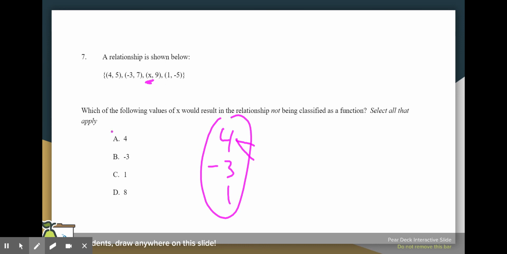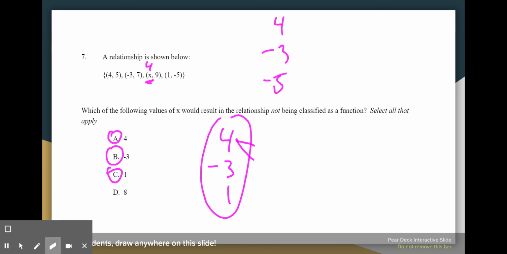So we would select 4, negative 3, and 1. You could just try all of these if that's confusing. So if this was 4, you could go ahead and write it out. Say 4, negative 3, 4, which I wouldn't write again, and 1. I'm sorry, 1, not negative 5.